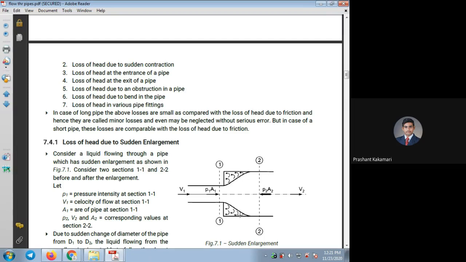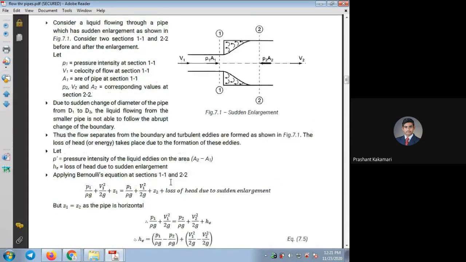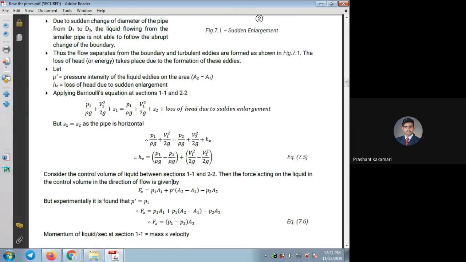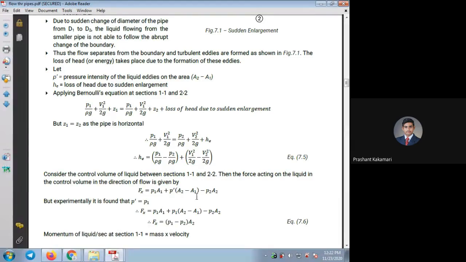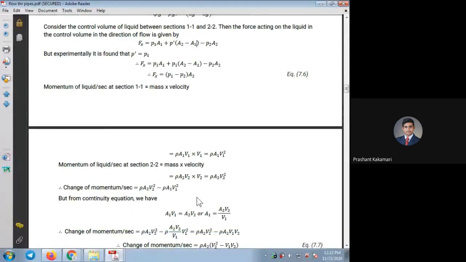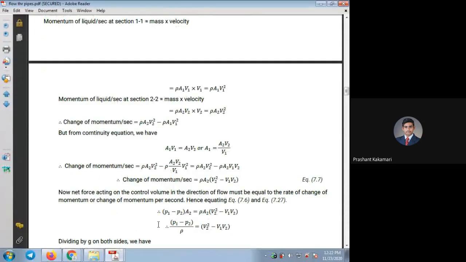So taking this type of head loss due to sudden enlargement, again we can consider sections 1 and 2, applying Bernoulli's equation. In this PDF they have given the complete derivation, step by step. But what I felt is, in our syllabus the derivation of these minor losses is not there. But to understand how they derived this equation, you can refer to these steps.